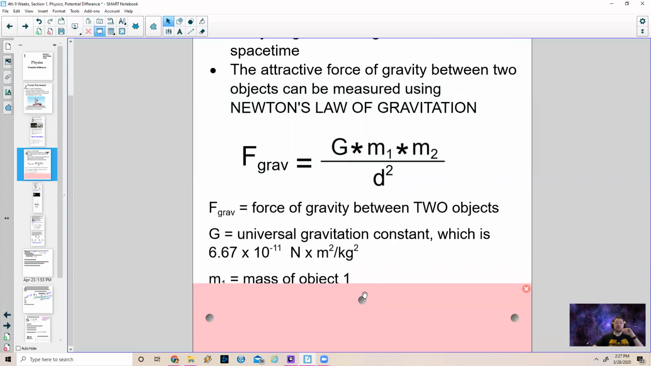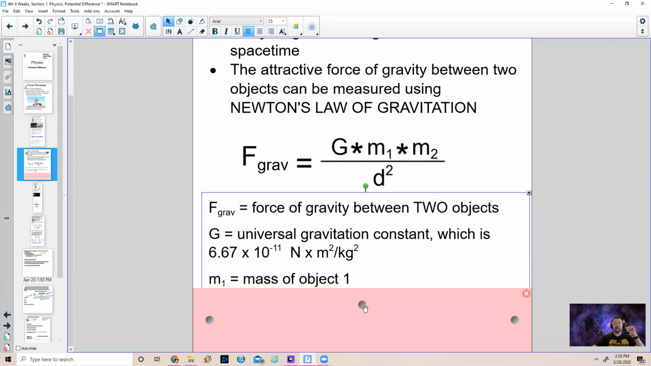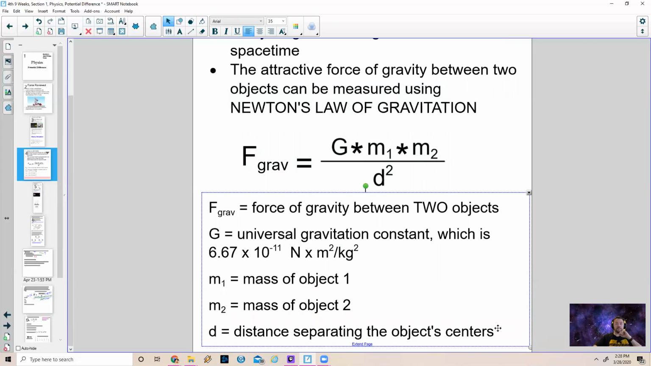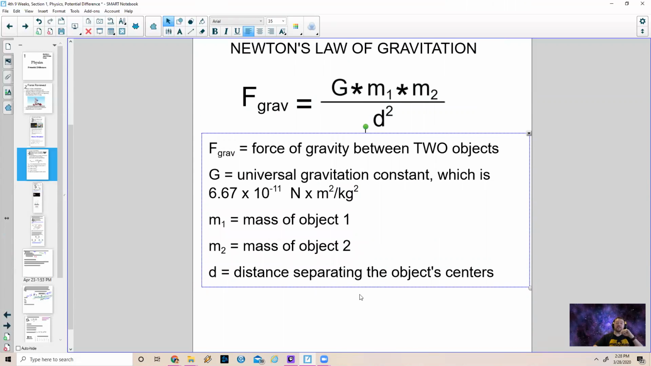But the whole point of this super complicated unit is to help us cancel out other things in the equation. That way we wind up with the unit that we're looking for. Anyway, M1 is the mass of object 1. It's going to be in kilograms because, as you can see in the constant, it's kilograms. M2 is the mass of object 2. And then D is the distance separating the objects' centers.